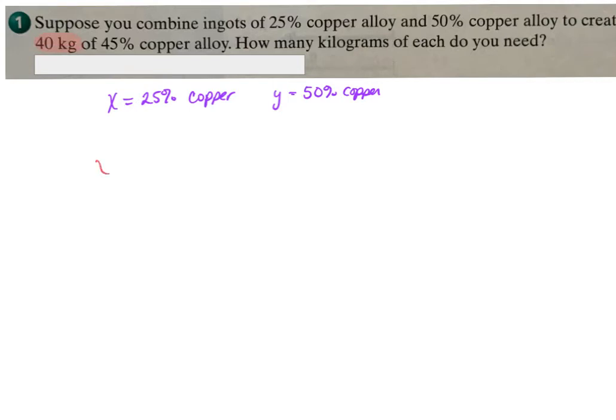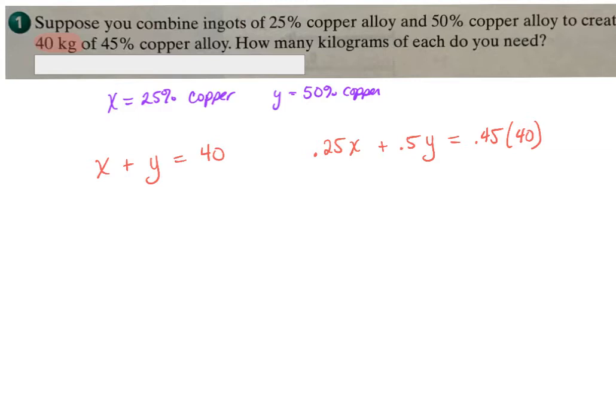So that means the total grams of the 25% and the total grams of the 50% are going to be 40. All right? And then specifically, they want that mixture to be 45% copper. So my next equation is going to be 0.25 times however many grams I have of that one, plus 0.5 of however many grams I have of this one, should equal 0.45 of my total grams there. Okay? So most of y'all had this set up correctly.